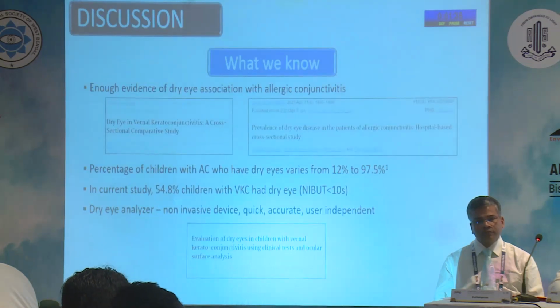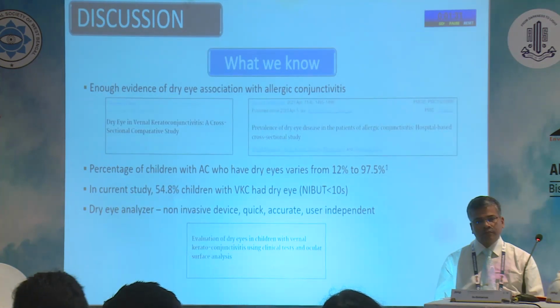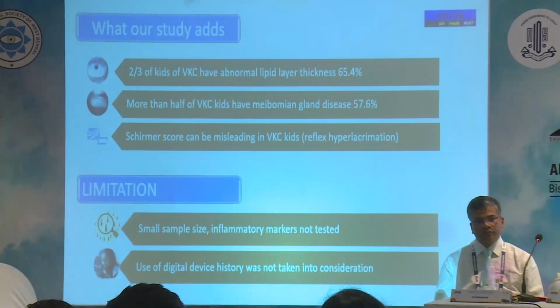So what we already know is that there is a prevalence of allergic conjunctivitis and dry eye. In our case, it was 54.8%. What our study adds is that two-thirds of kids with VKC have abnormal lipid layer thickness. More than half of VKC kids have meibomian gland disease, and Schirmer score can be very misleading in VKC kids because of reflex hyperlacrimation. There are certain limitations of our study, that is the small sample size, and use of digital device history was not taken into consideration.